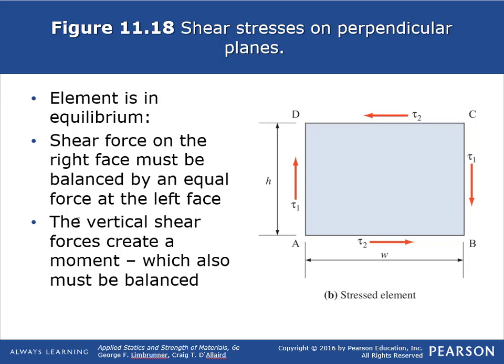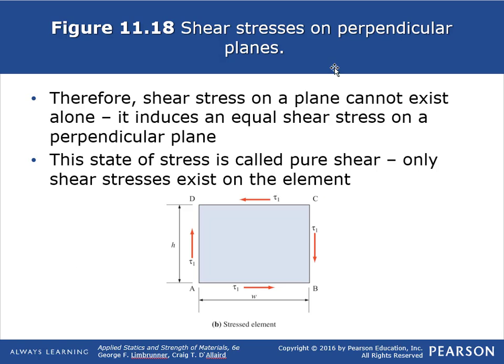So the vertical shear forces create a moment. I've got a force in this direction coming from my free body diagram, and an equal force in this direction. These two forces make a couple. But again, this element is in equilibrium. It's not spinning. Therefore, a shear stress on a plane cannot exist alone. It induces an equal shear stress on the perpendicular plane. This state of stress is called pure shear. Only shear stresses exist on the element.